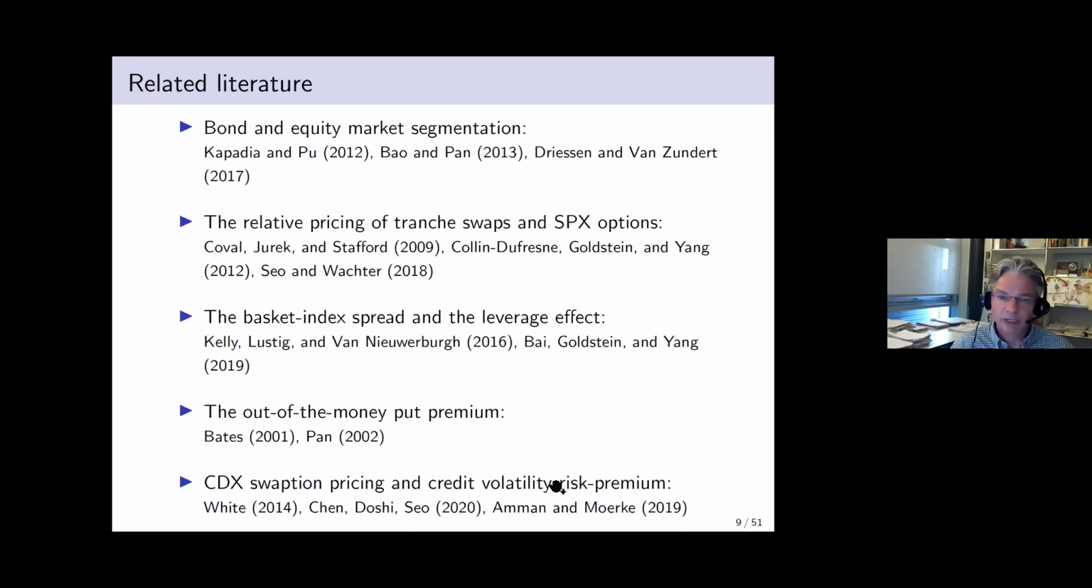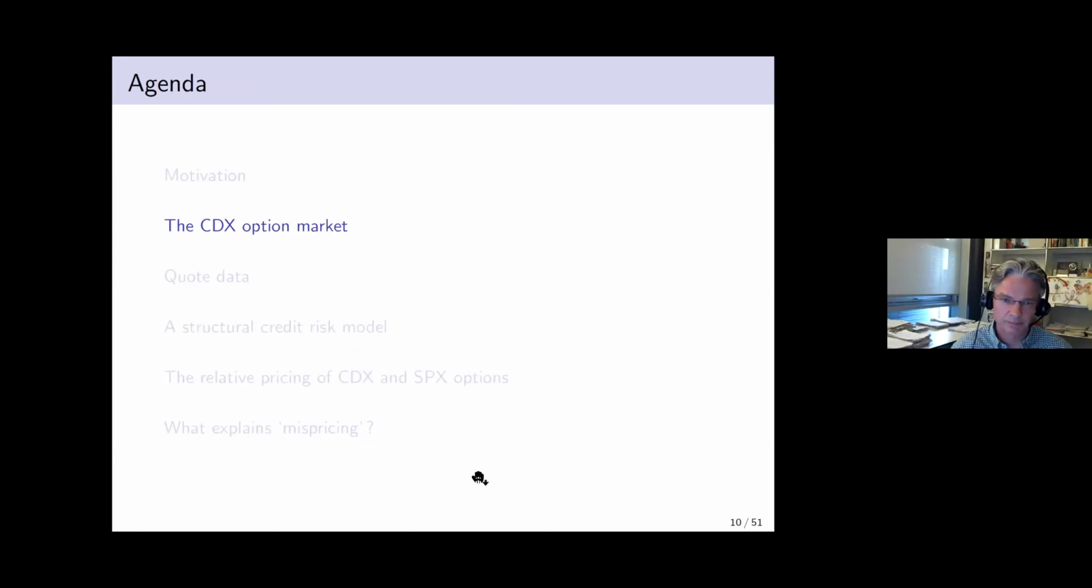There are also a few papers that have looked at these implied credit option volatilities, mostly to build model independent variance swap type volatility indices. So they're not focusing on the same question of relative pricing between equity and credit options. But nevertheless, there are interesting papers on this new market as well.